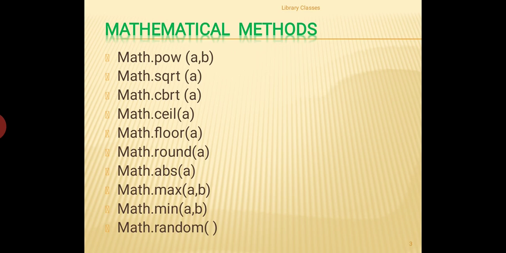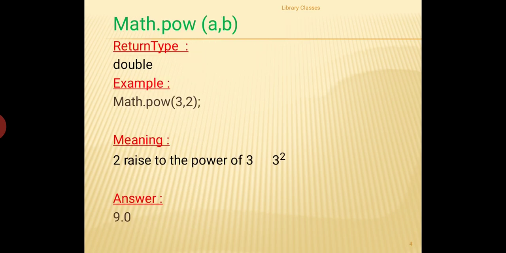I have divided these functions by type, like what the return types are, and I have also given an example of each function, its meaning and the answer. It's a very useful class because all the maths functions for the ICSE syllabus are covered. The first one is math.pow. Pow stands for power, and the return type is always double. In the example I have written math.pow(3, 2), that means the square of 3, which is 9.